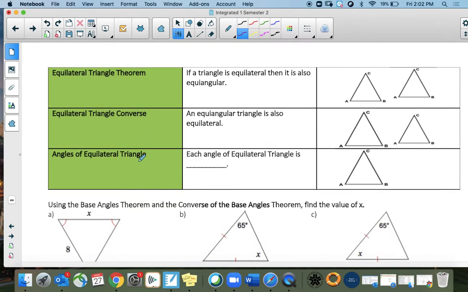Now we have the equilateral triangle theorem. So if a triangle is equilateral, then it is also equiangular. So if we know all the sides are congruent, then we know all the angles are congruent. That's kind of what I was referring to on the previous lesson, but this specifically says it. And now this goes the other way, right? So we have the theorem first, now we have the converse. The converse goes the other way. It says if the angles are congruent, then the sides are congruent.